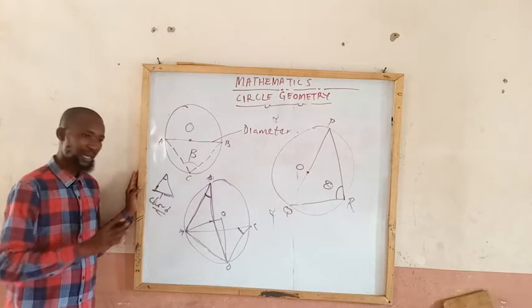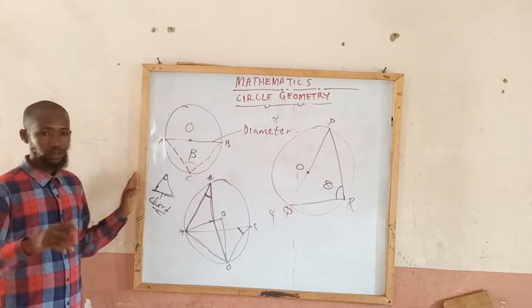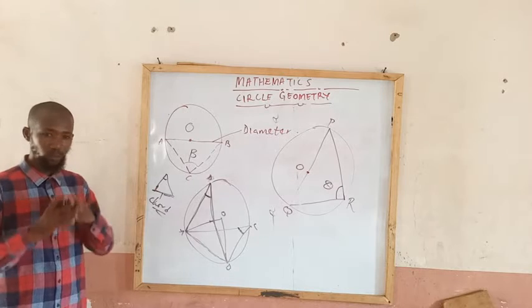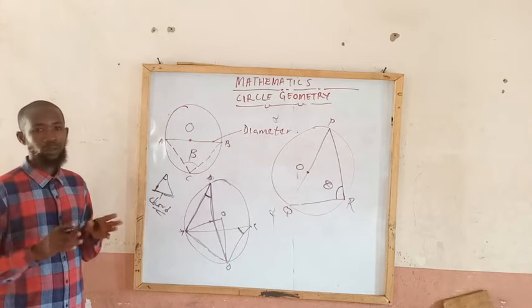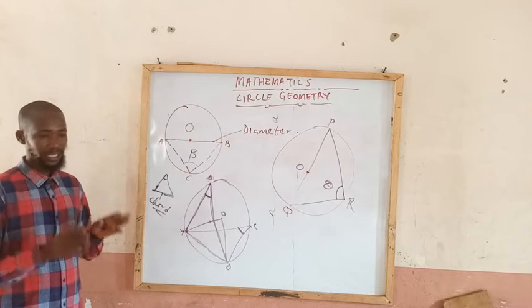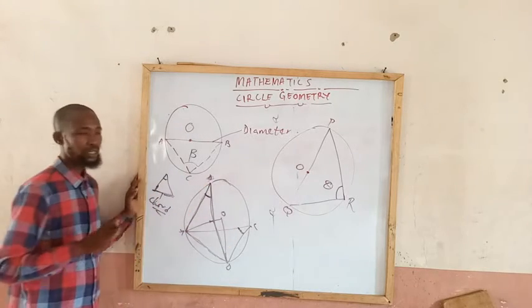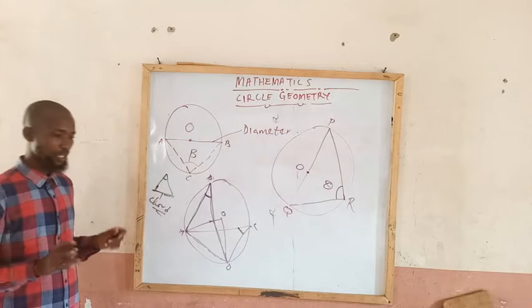And geometrically, when any two or more angles are resting on the same base, they are resting on the same chord, their value automatically becomes the same thing. So angle D is equal to what? Angle C. That is what the theorem is saying.